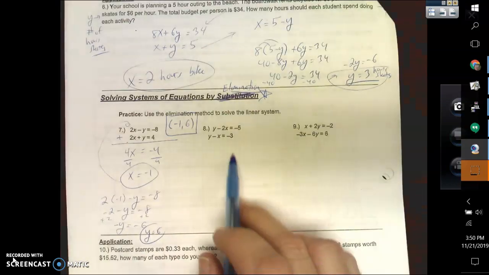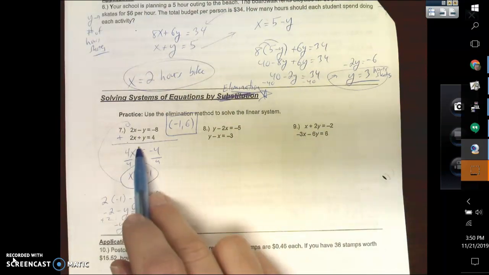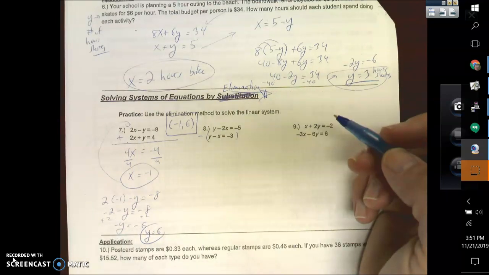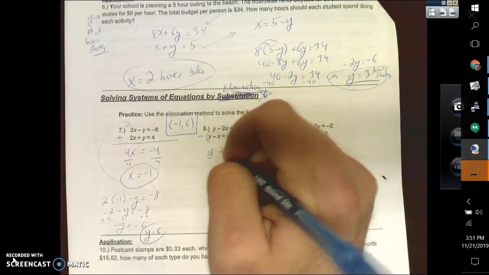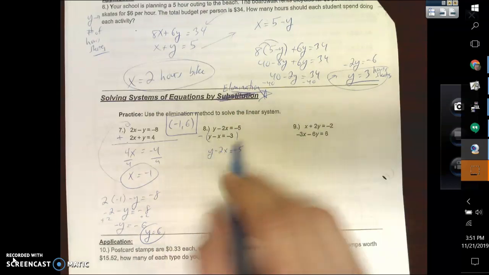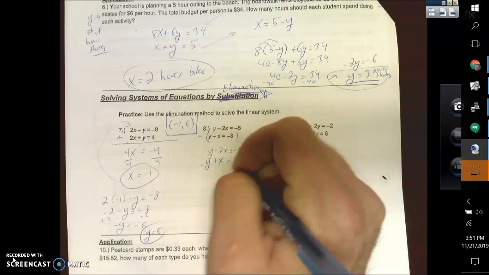Now, they get a little trickier. Look at the next one. Darn it. I can't just add them because one's a negative, one's positive. But you are allowed to subtract them. I'm going to rewrite this so you can see it. The first one stays the same, but when you subtract, all of your signs flip. Negative y plus x equals 3.